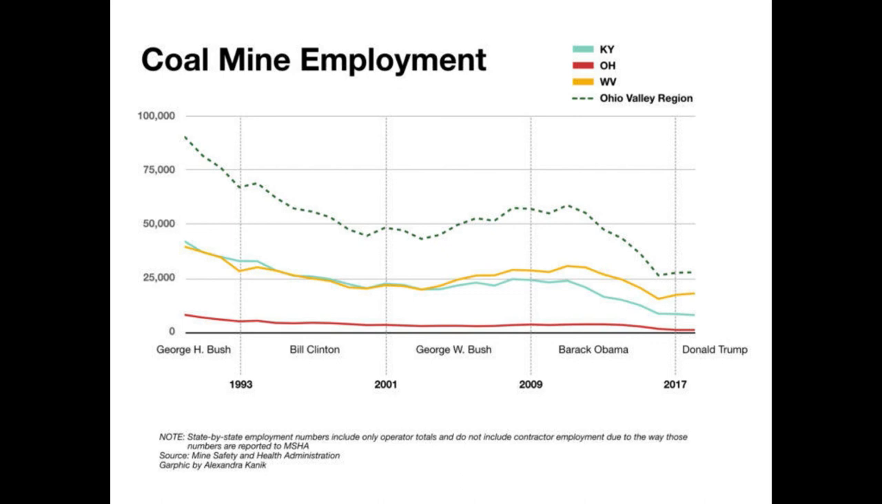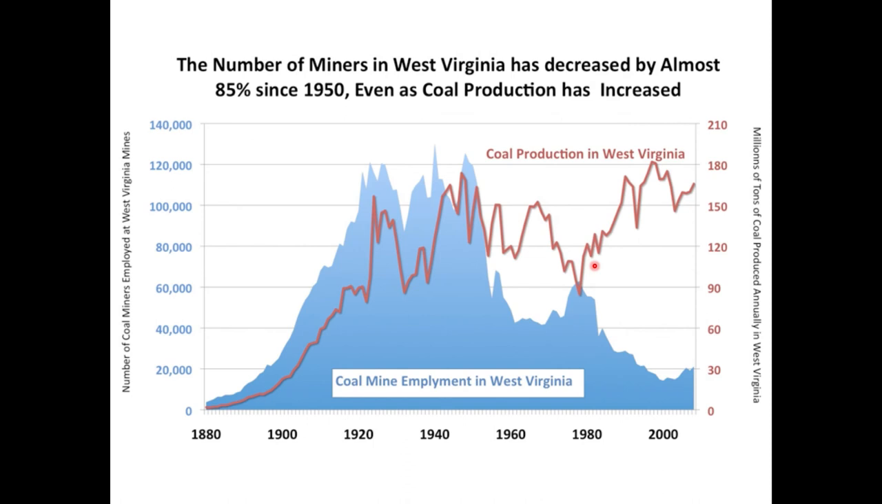And among the reasons coal was dying, here again we've got a timeline on the x-axis, and we have presidents going back to Bush Sr., Clinton, Bush Jr., Obama, and now Trump. The reason coal has been dying, and these colors correspond to the states of Kentucky, Ohio, West Virginia, and the Ohio Valley region, which you can think of as Appalachia. The reason that coal has been dying is, A, the price to produce electricity with natural gas is cheaper, but also coal companies have mechanized.